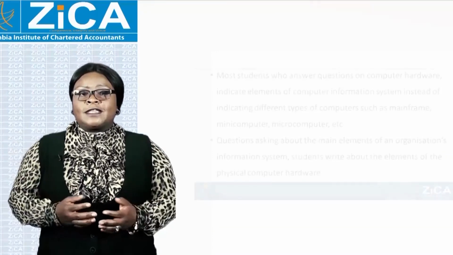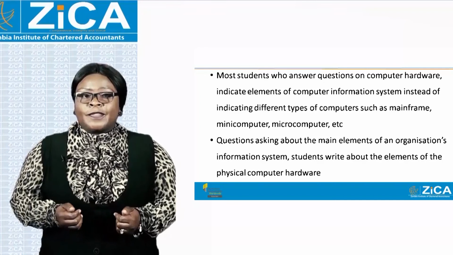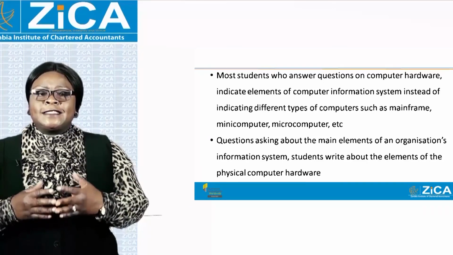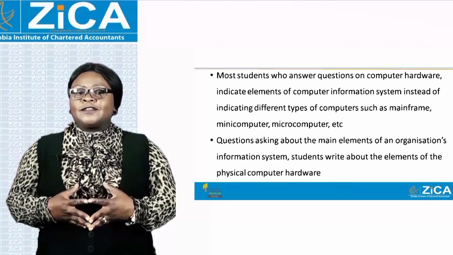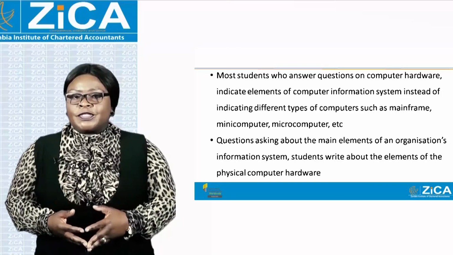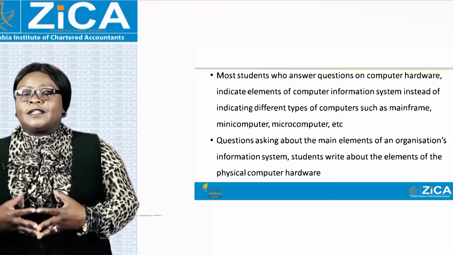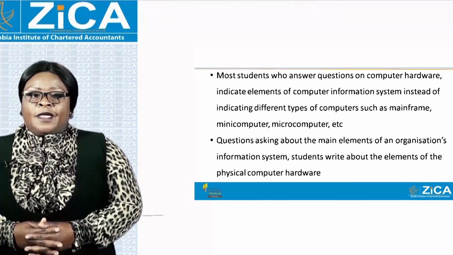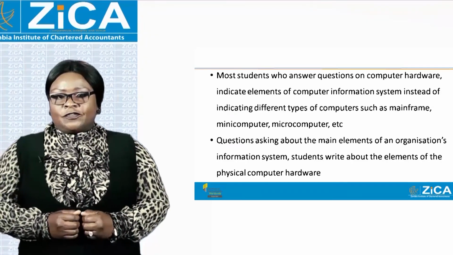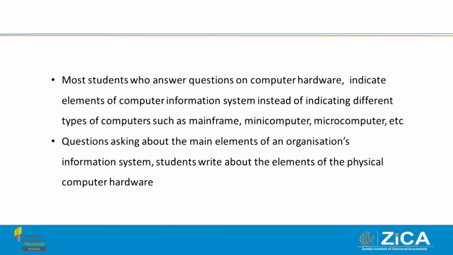Most students who answer questions on computer hardware indicate elements of computer information systems instead of indicating different types of computers such as mainframes, minicomputers, microcomputers, and so forth. Questions asking about the main elements of an organization's information systems: students write about the elements of physical computer hardware.